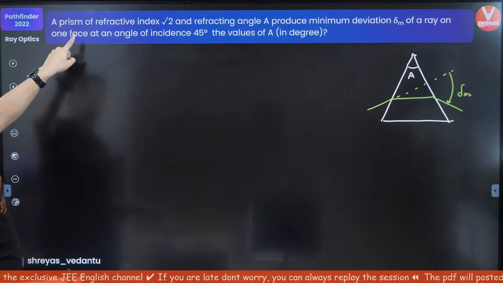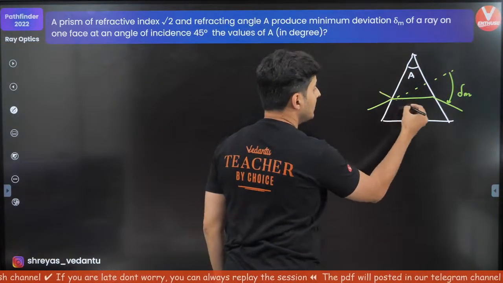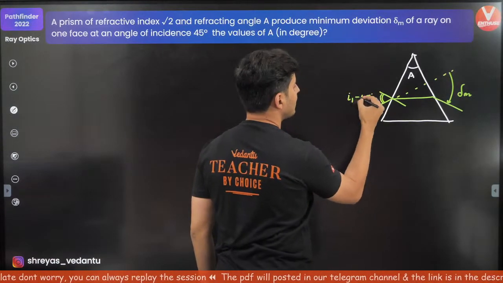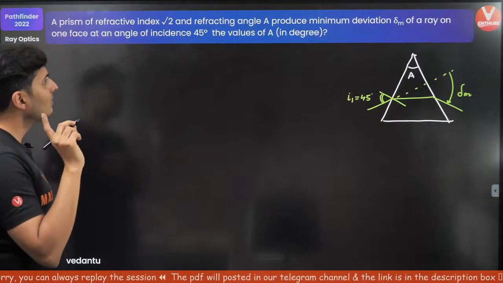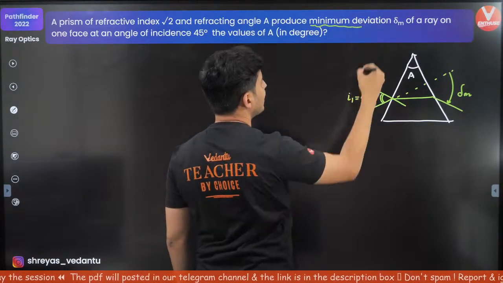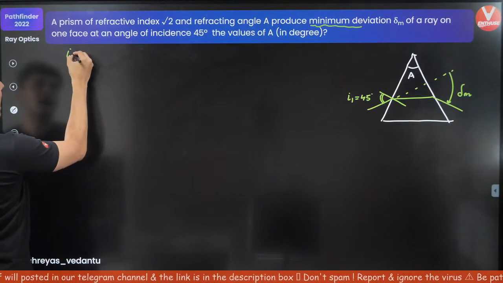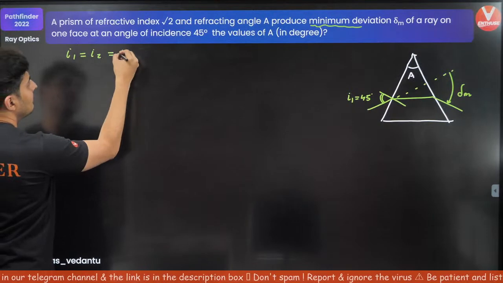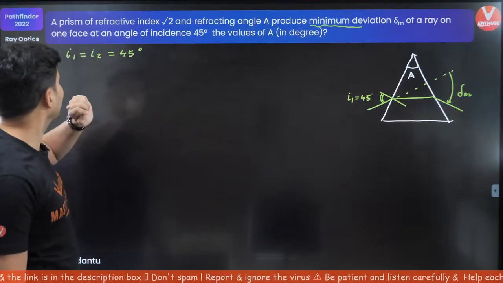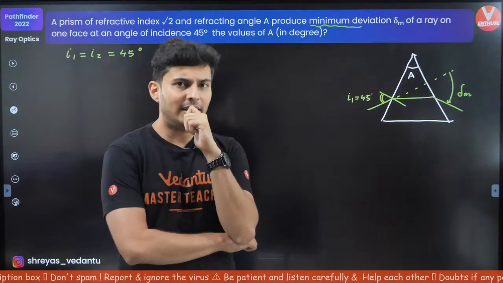Of a ray on one face at an angle of incidence 45. This is important. This angle over here is given to be 45 degrees. This I1 is given to be 45 degrees. But is it minimum deviation? Yes. It's also mentioned it is minimum deviation. Fair enough. So if it is minimum deviation, I1 will be equal to I2, which will be equal to 45 degrees. But the question says, what is the value of A? Now, how do I find out A?